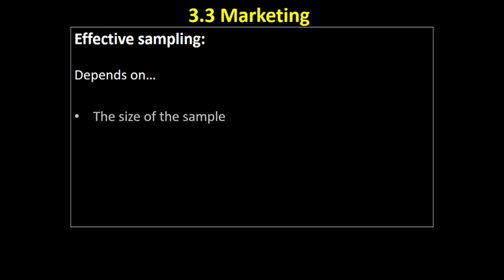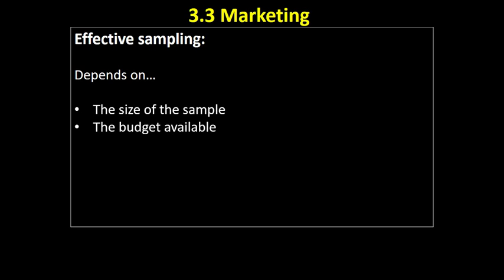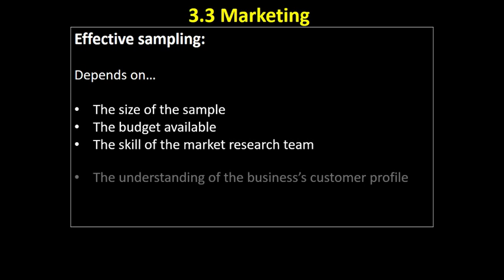Effective sampling depends on the size of the sample. Generally, the bigger the sample you pick, the better, but obviously the more people you pick to sample, the more difficult that research can be to analyse. The budget that you have available, so the bigger the budget, the more research generally you'll be able to conduct. And the skill of the market research team: is this an experienced market research team who know what they're doing, or maybe they're more inexperienced, or if it's a small business, maybe it's the owner of the business conducting the market research and they may not have a huge level of skill.